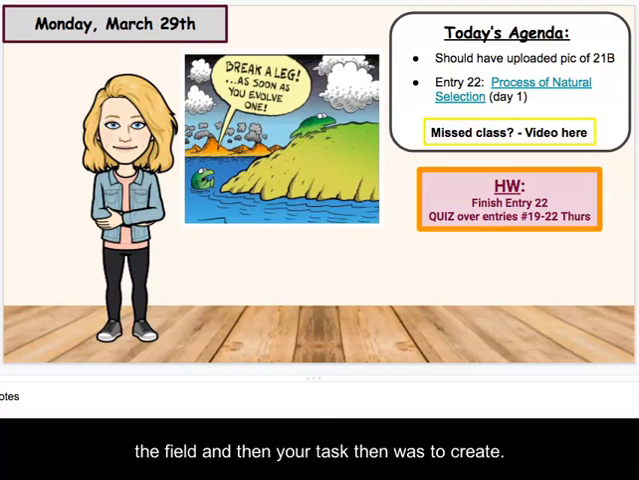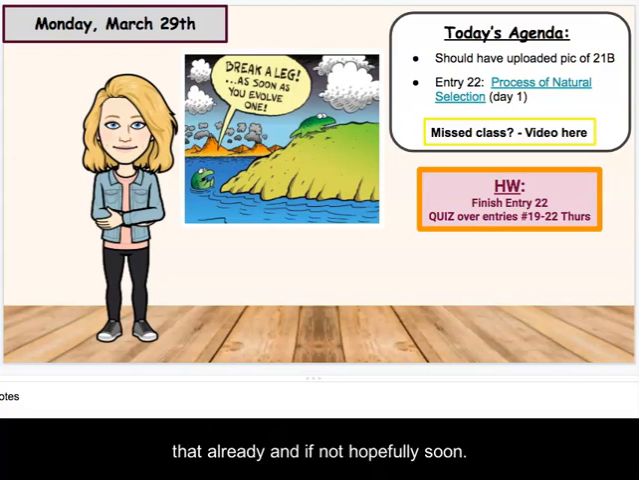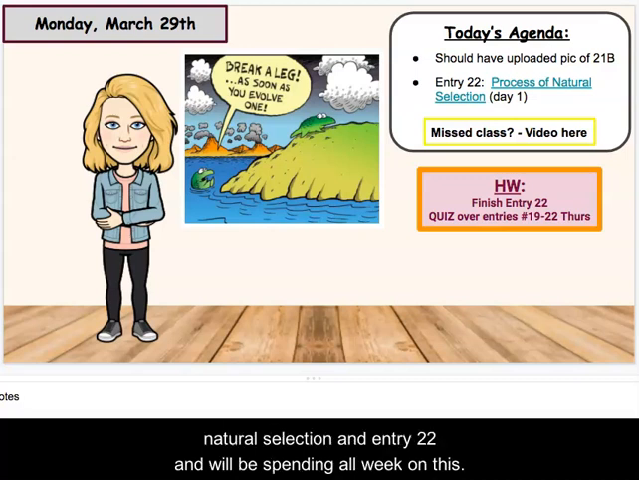And then your task was to create two pictures, one of the population and two just capturing a scene from the experiments, whether it was in the lab or in the field. So you should have done that already, and if not, hopefully soon that will be added on. Today, we're going to focus on natural selection in entry 22, and we'll be spending all week on this.